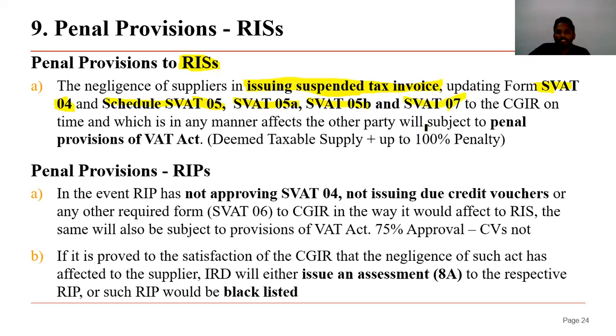Then the penal provision: if there is negligence of supplies, if they do not comply with the issuance of SVAT credit vouchers and the SVAT schedules and forms, then that suspended supply may be deemed to be a taxable supply. If it is deemed to be a taxable supply, then they have to pay VAT on those supplies. I will explain on the whiteboard.